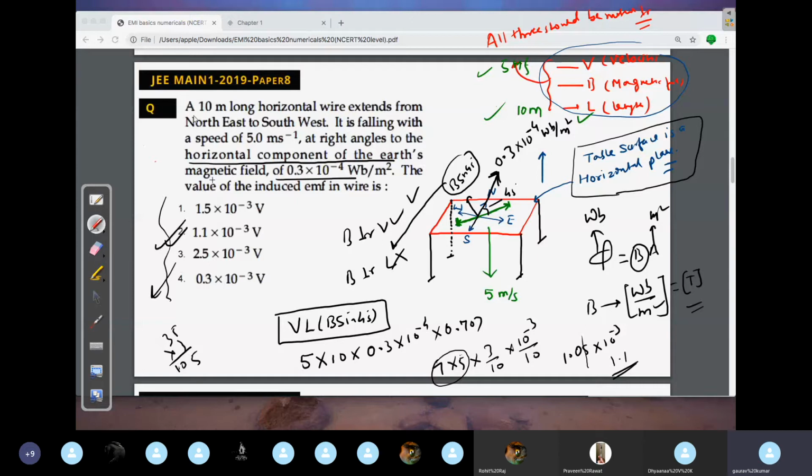This is what you have. A very good question here. You can see the level is not difficult, but this question gives a clear picture of the actual meaning of motional EMF. If you want, you can ask a doubt. Otherwise, you can take the screenshot here.